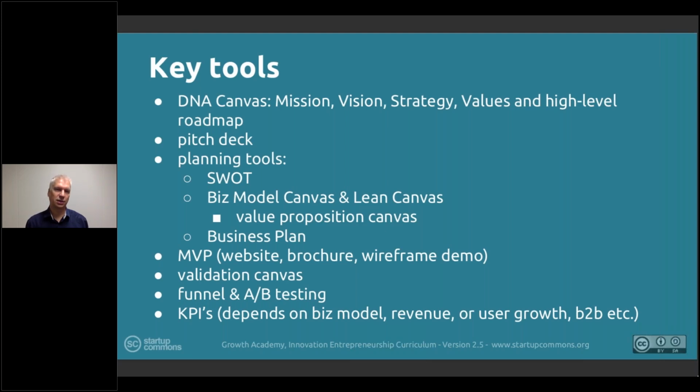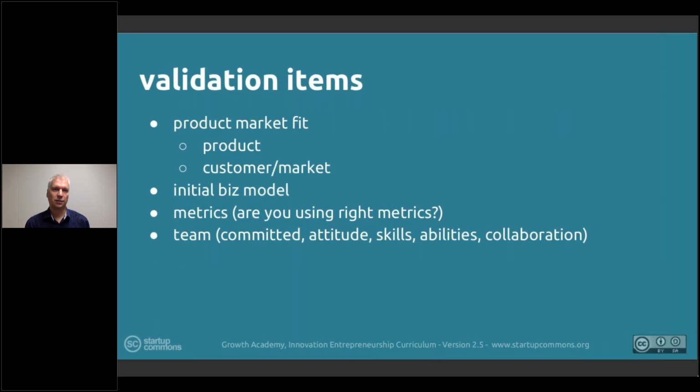Validation canvas, which is again another tool to help find the validation, and general discussion and the concepts and examples of the funnel and A/B testing, and then KPIs in general. What type of KPIs are relevant in this phase? So these are the key tools that we'll focus on in this module.